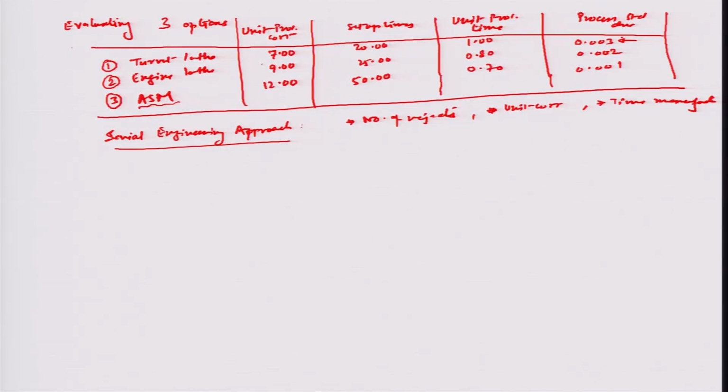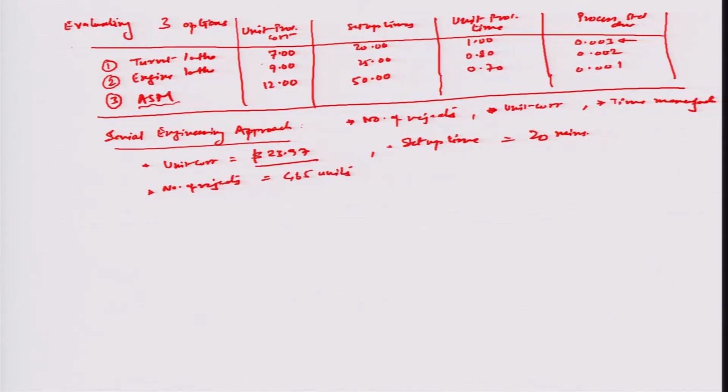In the turret lathe, the unit cost of the product came out to about 23.97 currency units, in this case US dollars, for the turret lathe alone. The setup time provided in this case was 20 time units. Let us say the time unit is minutes. So, the setup time was exactly 20 minutes for the turret lathe, and the number of rejects, which was a measure of quality, happened to be about 465 units. These were the units produced which were defective.